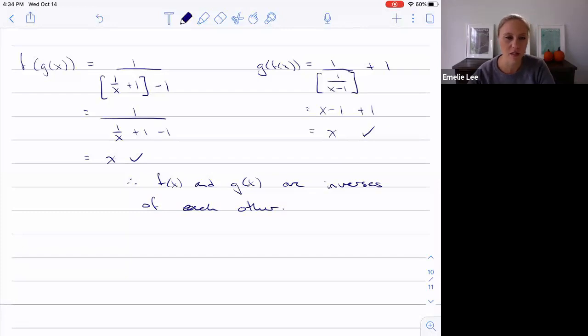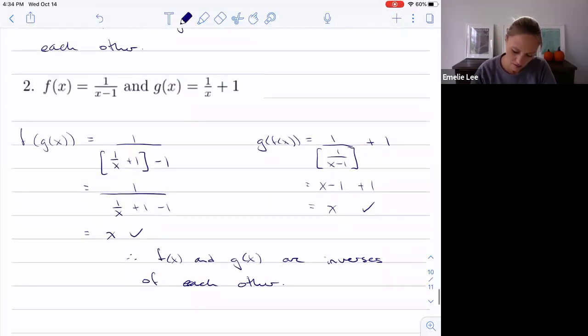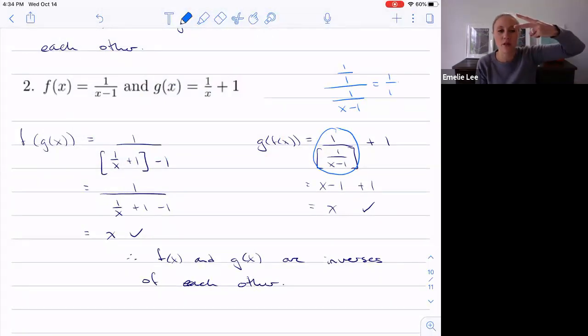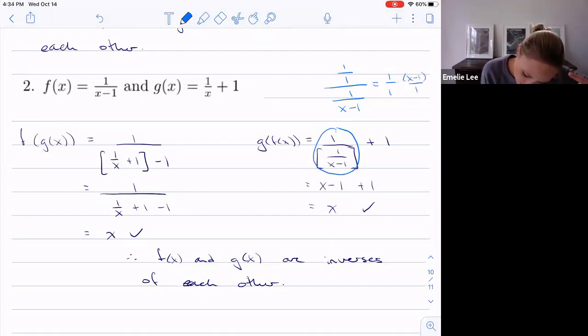G of f of x. This one in particular, here, I did a little sneak attack. 1 over 1 over 1 over x minus 1, I can rewrite as 1 over 1 times, and then I have to flip and multiply the denominator, so I get x minus 1 over 1. But that's just going to be 1 times x minus 1 over 1, which is x minus 1.